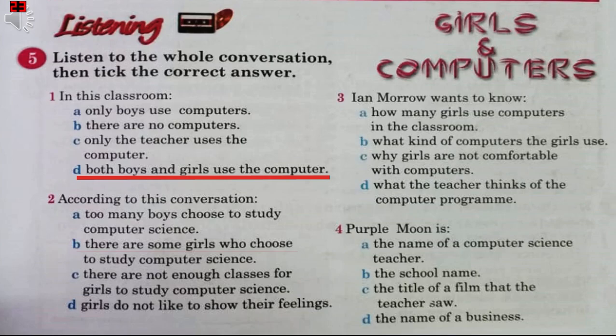Alright, so let's move now. Yes, in this classroom, both boys and girls use the computer. According to the conversation, there are some girls who choose to study computer science. Some girls. Ian Morrow wants to know why girls are not comfortable with computers. And Purple Moon is the name of a business. Okay, Purple Moon is the name of a business, according to the listening, according to the conversation we heard.